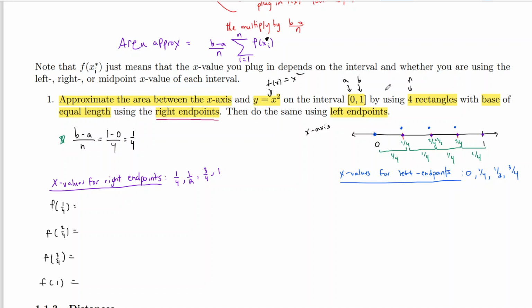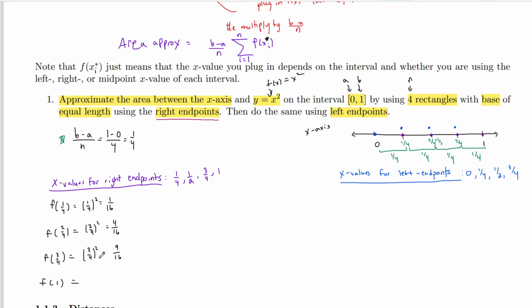All right, so we plug it into f of x here. We get 1/4 squared, which is 1/16. Then 2/4, we plug in 2/4, and then we get 2/4 squared is 4/16. And yes, that simplifies, but for the sake of having to add these together, it's probably easier to leave it like this. Then the next one, we have 3/4 squared. And when we do that, we get 9/16.